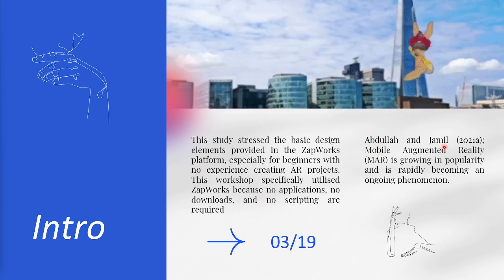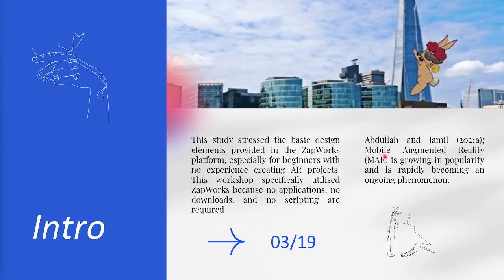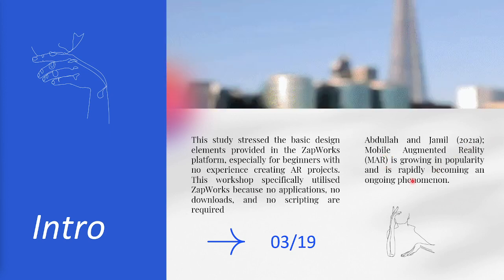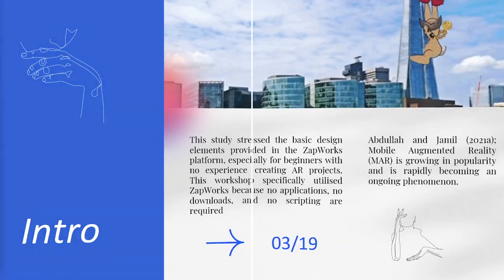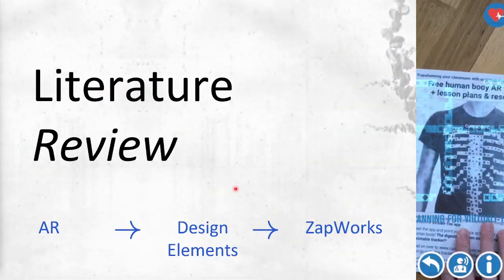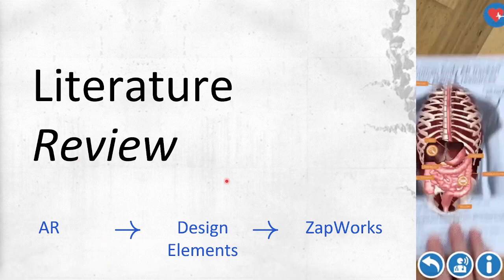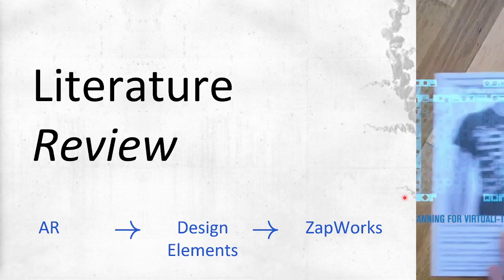According to Abdullah 2021, mobile augmented reality (MAR) is growing in popularity and is rapidly becoming an ongoing phenomenon. This literature review covers 3 sections: augmented reality, design elements, and the ZapWorks website.